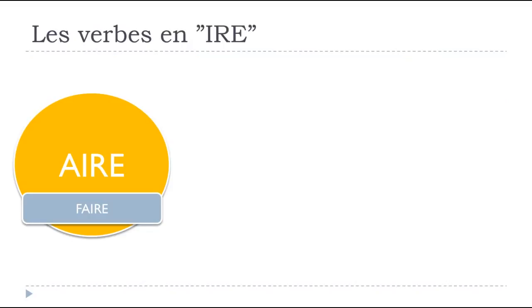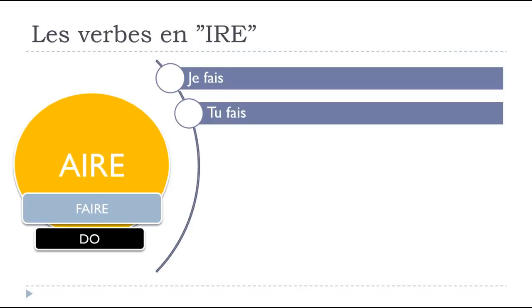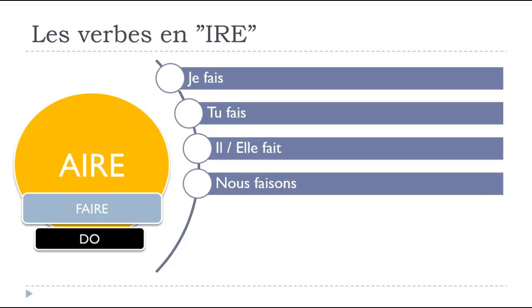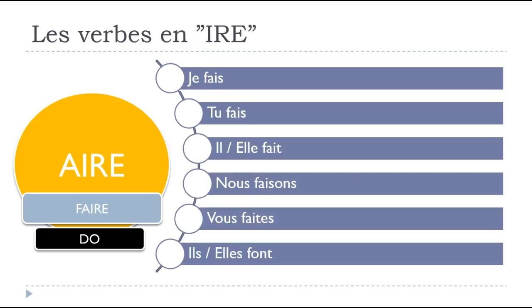Faire is quite useful, and we use this verb quite often in French because it means to do. So let's see how we will conjugate it. Je fais, tu fais, il fait, elle fait, nous faisons, vous faites, ils font, elles font. Okay, so this one is a tricky one.